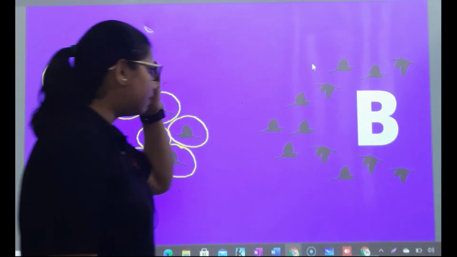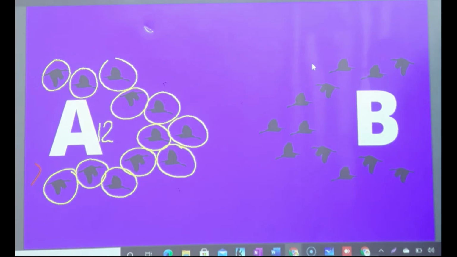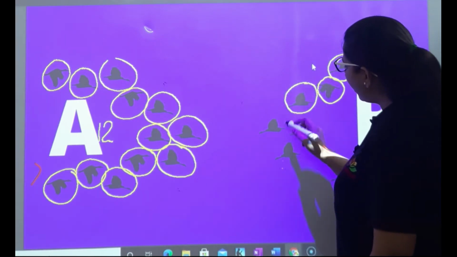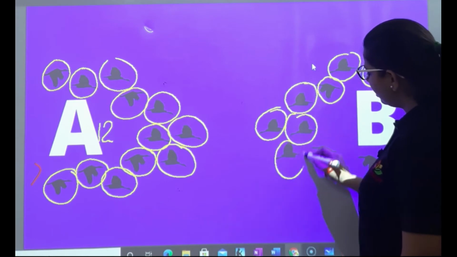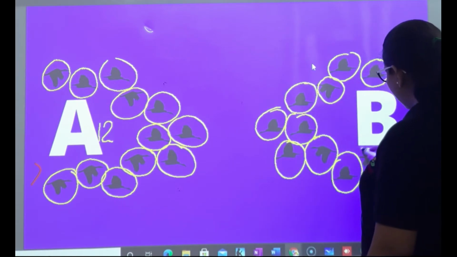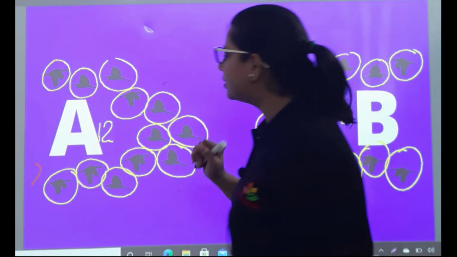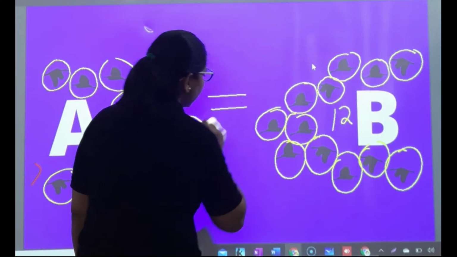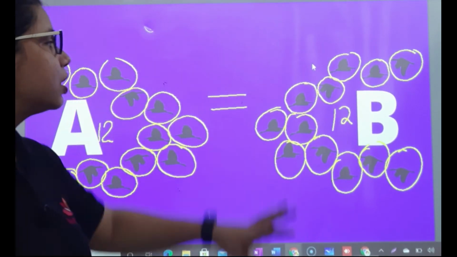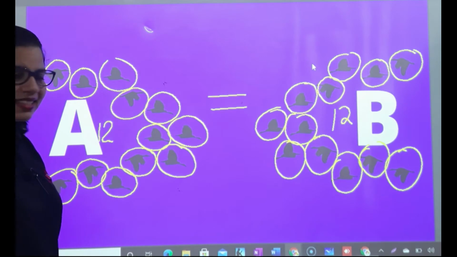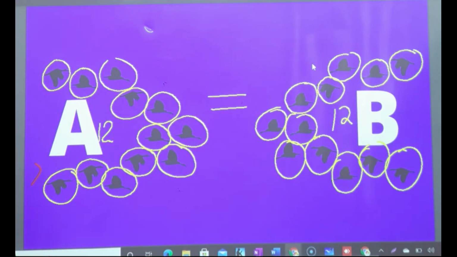Right, bacha? Now let's come and just count birds this side. So 1, 2, 3, 4, 5, 6, 7, 8, 9, 10, 11 and 12. The group B also has 12 birds. So there will be the equal sign, because both the groups have the same number of birds. Right, bacha? So what we'll do? We will apply an equal sign. Simple. Okay, bacha?